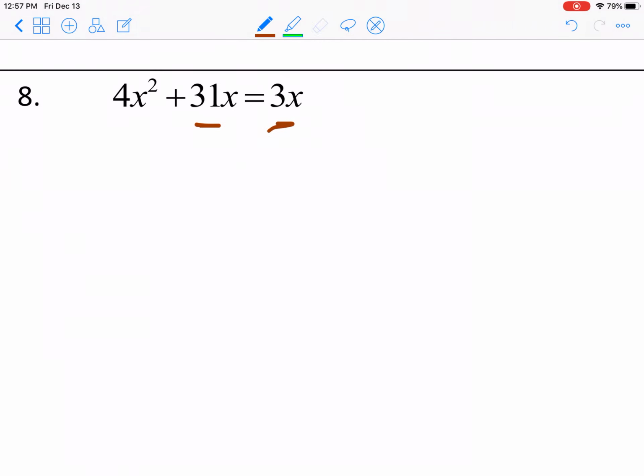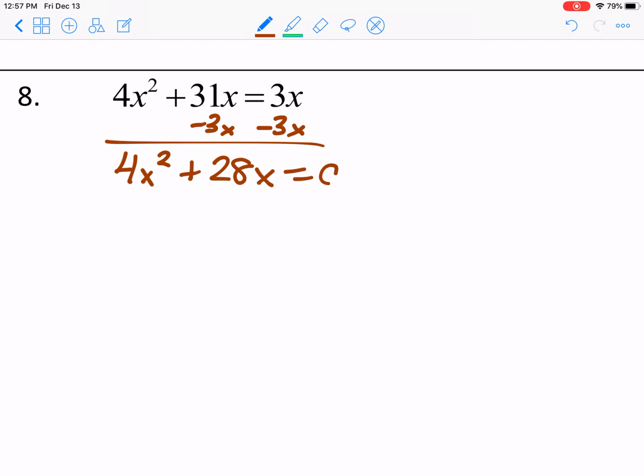Let's look at 8. These two terms, notice that on this one, the term that's missing is our c. Whoops, 31 minus 3 is 28. When c is missing, we certainly can factor out an x of everything. So I'm going to go ahead and factor out even 4x. 4x squared divided by 4x just leaves us with x. 28x divided by 4x is 7. All right, so we could think of dividing each term by 4x.